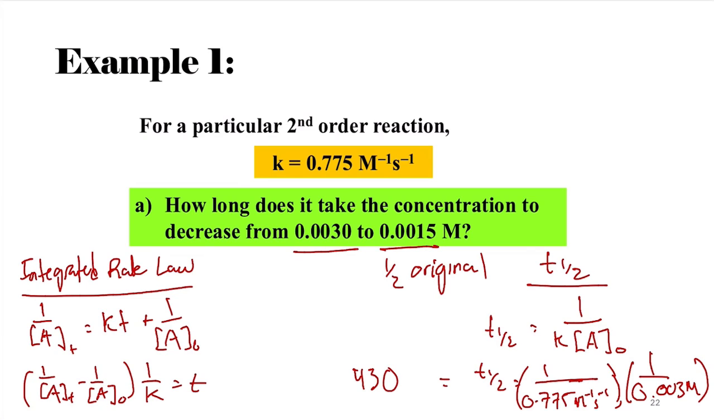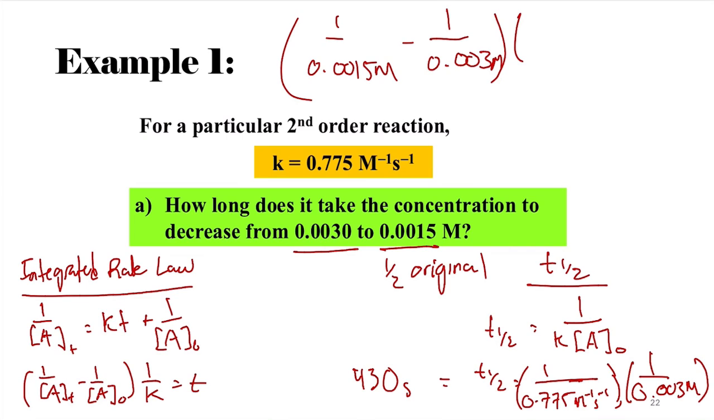I get 430 seconds. Let's see if I plug everything into the second equation. So it would be 1 over 0.0015 minus 1 over 0.003 molarity, times the 1 over the rate constant, 0.00775 inverse molarity inverse seconds. So that's what I'm plugging in for the expression down here.